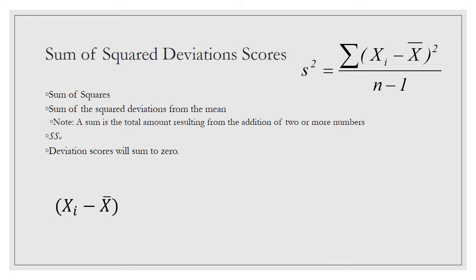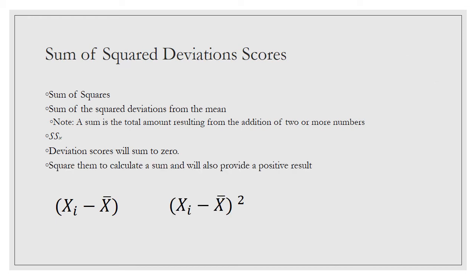Remember, the deviation scores just look like your value for a variable minus the mean. In the equation, the sum of squared deviation scores is the numerator. So let's make that go away and let's rebuild just that piece. We take those deviation scores, we square them, so now we can calculate them as a sum, and they'll provide a positive result. So we have deviation scores, we square them, and then we sum them. That is the entire numerator of the variance.